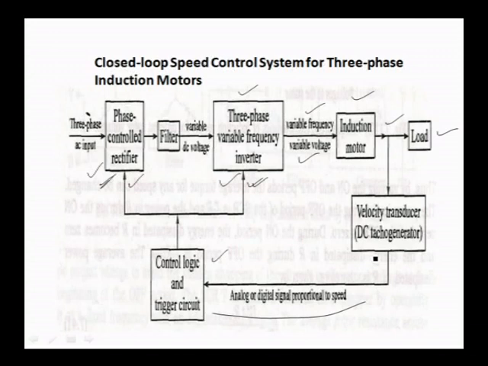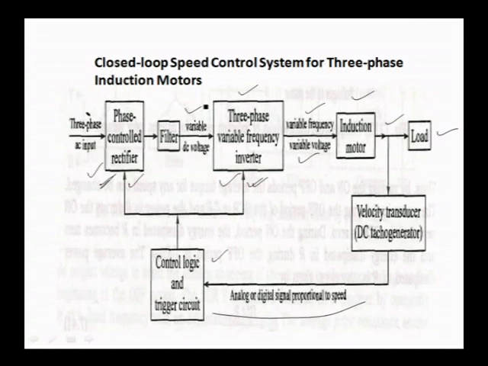The inverter's job is to convert, as you already know, the DC input to AC output, with variable frequency and variable voltage. The job of the filter is to smoothen, to remove the ripples in the output voltage of the control rectifier, only for smoothing purposes. So, the variable DC voltage is fed to the 3-phase inverter, and we get a variable frequency, variable voltage output. This we already covered in previous sessions. You know what an inverter is, what a rectifier is, and you already know the induction motor.